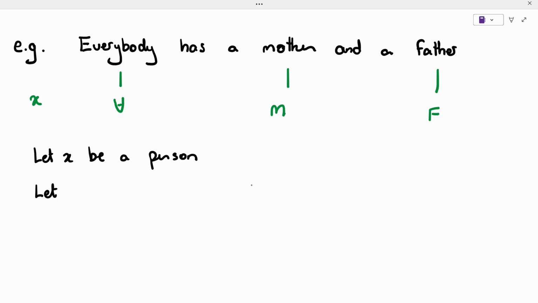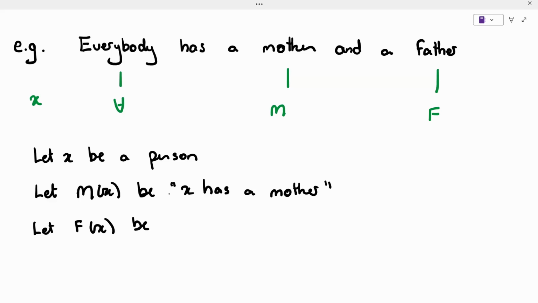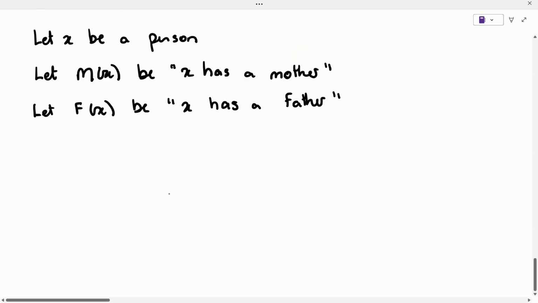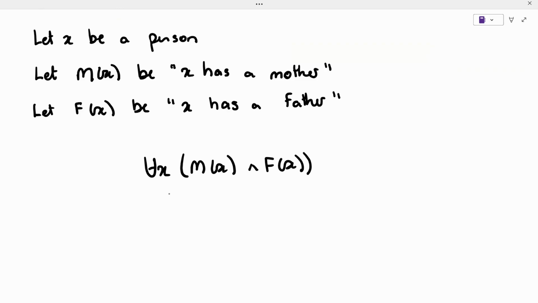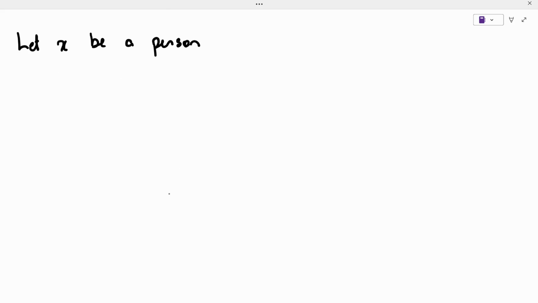So you may be inclined to say, let M of X be X has a mother. And similarly, let F of X be X has a father. Then this would give us, for all X, X has a mother and a father. And whilst this is technically correct, one of the pros of predicate logic is that we can get very specific. So, show that X has a mother who is different from the father. So let X be a person.